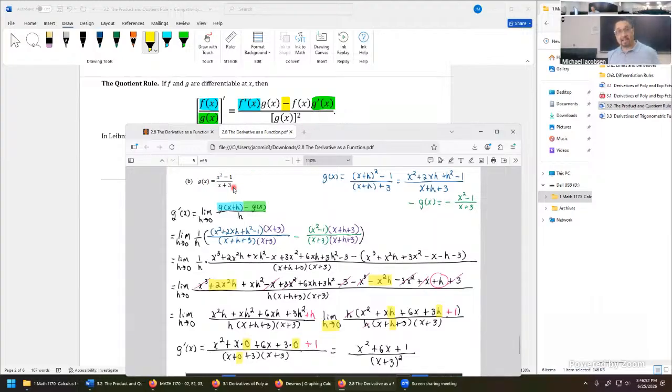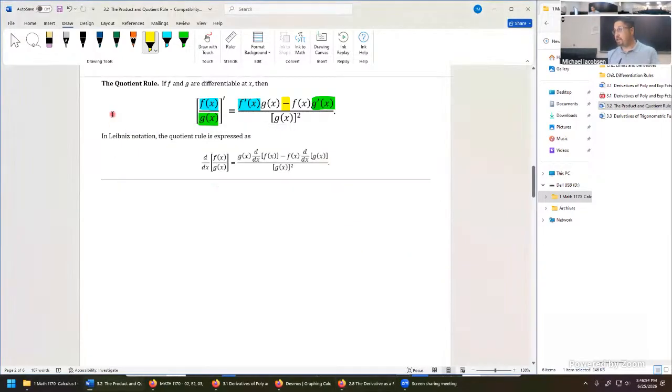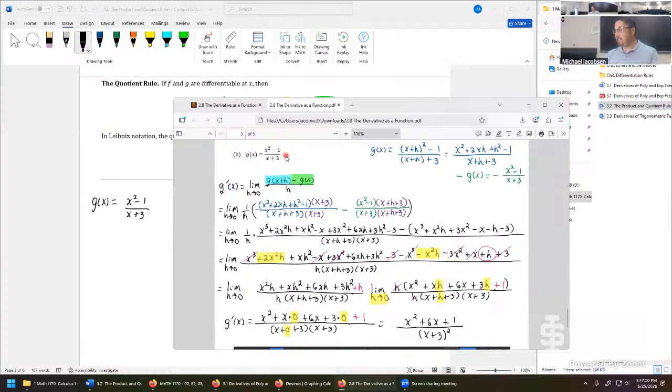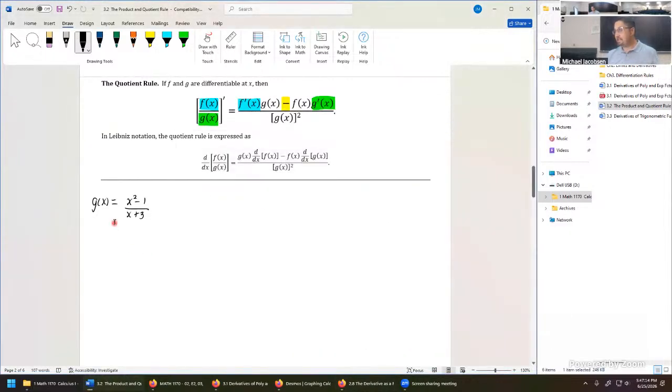So I'm going to copy down the same function, x squared minus 1 over x plus 3. By the way, when you're doing math problems, this is the easiest mistake to make ever. If you're copying problems onto a different piece of paper, just double check you didn't change anything about the problem. Okay, I think we've got it down.